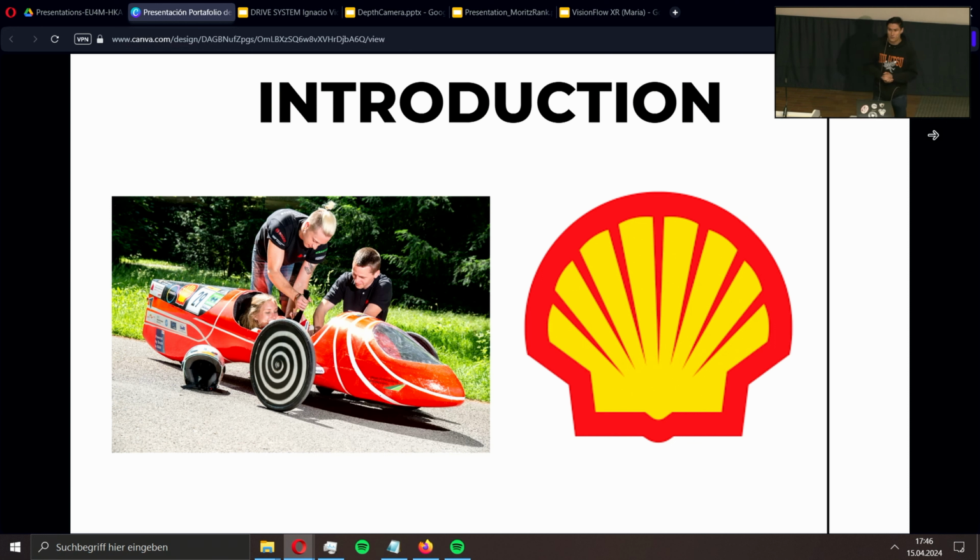Here in the Hochschule Karlsruhe, we have one team that has been competing since 2011. And in 2018, they got their highest record with 1 liter of gasoline. They traveled 578 kilometers.